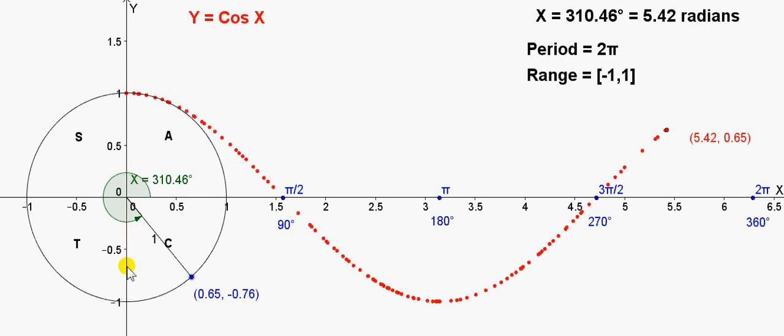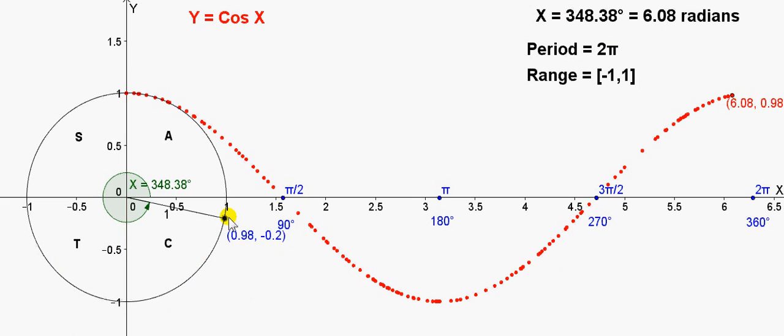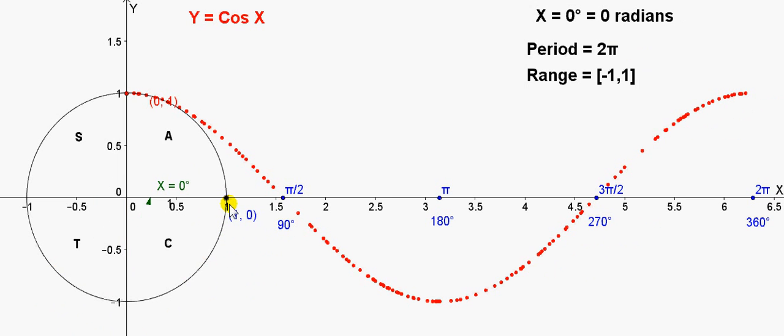For angles between 270 and 360, the cos function is positive. We're in the C quadrant. Now I'll keep on increasing x till we get to 360 degrees, or 2 pi radians. We can see that the cos of 360, or the cos of 0, is equal to plus 1. So we have completed one cycle of the cos function. If I was to continue on with angles greater than 360 degrees, we would just get a repeat of this cycle here.